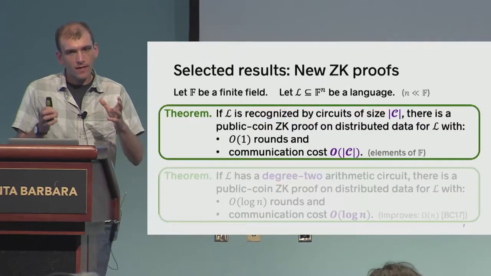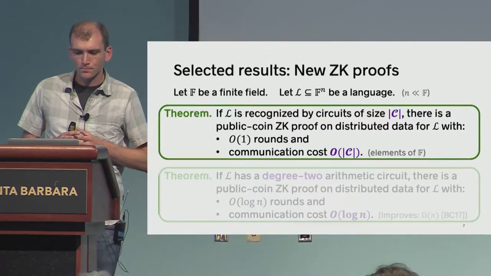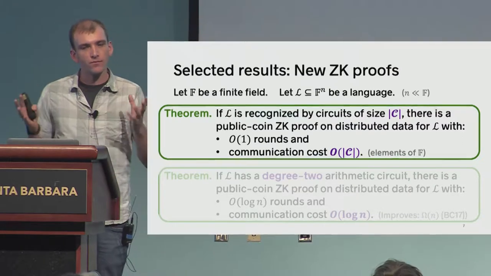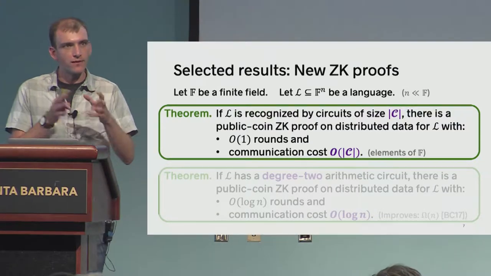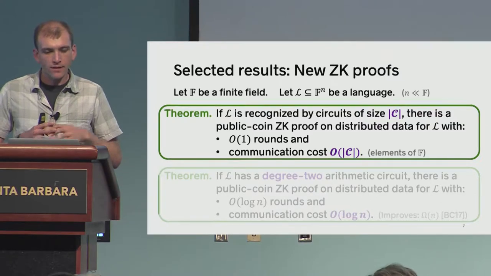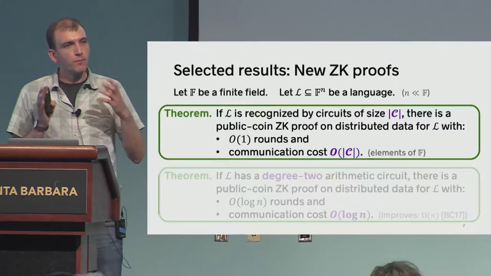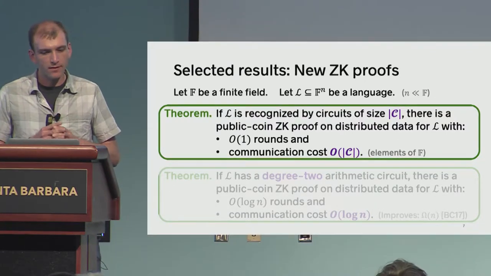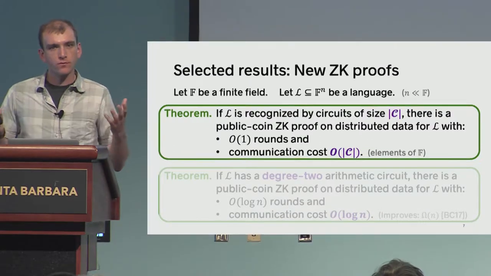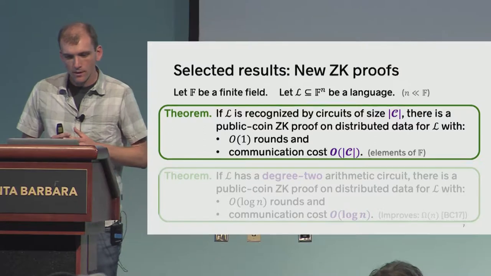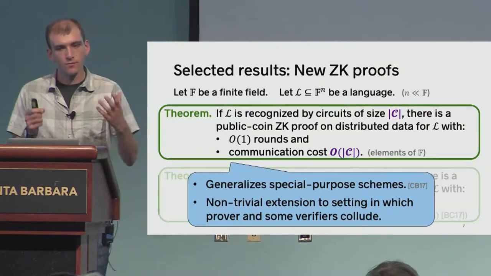So the first type of result I want to talk about are new zero-knowledge proofs on distributed data that we construct in this paper. The first theorem here is a general feasibility result that says that if you have a language, and our languages here are going to be vectors in a vector space, that's recognized by, say, an arithmetic circuit of size C, then there's going to be a public coin zero-knowledge proof on distributed data for this language that has a constant number of rounds and has communication costs that grow linearly with the size of the circuit. This generalizes some of the special purpose schemes that people have constructed implicitly before.